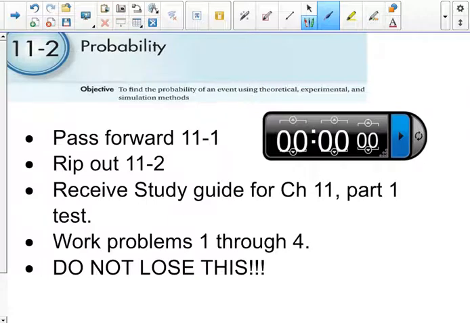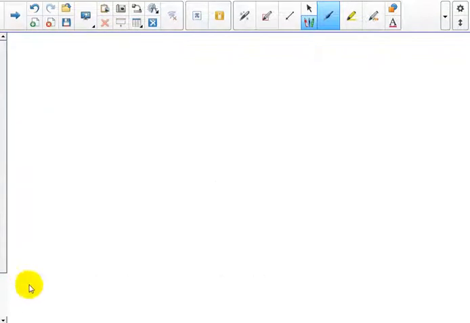All right, so everybody pass forward 11-1. You've got 11-2 on your desk. Make sure you put your name and your hour on your study guide, now on the cream colored paper, or yellow, orange, whatever, gold. We'll call it gold because you're golden.